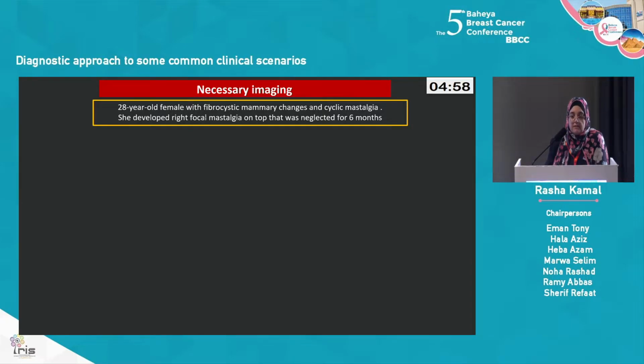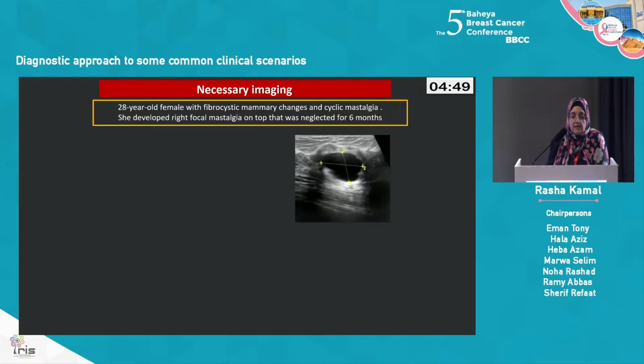On the other hand, some patients should be imaged, but they are neglected, like this 28-year-old female with fibrocystic mammary changes, and she said she has history of cyclic mastalgia. But she developed right focal mastalgia on top that was neglected for 6 months. This was her ultrasound examination.